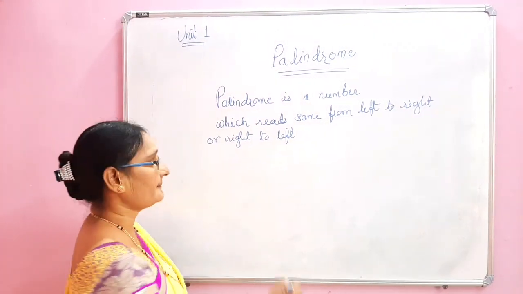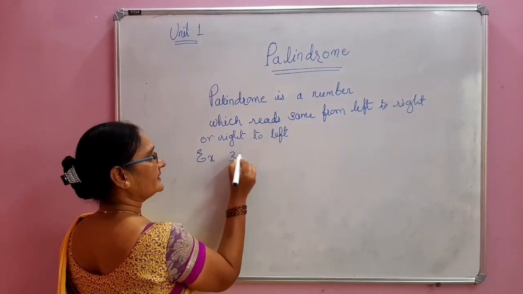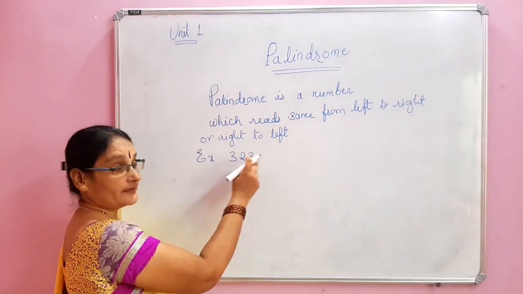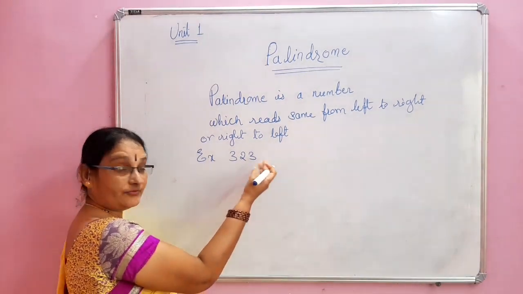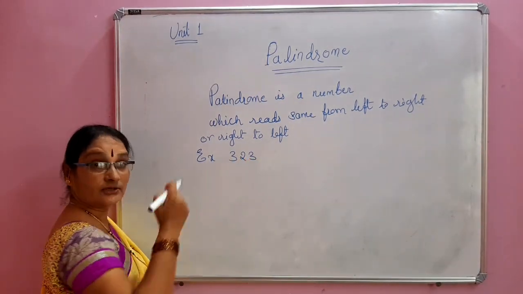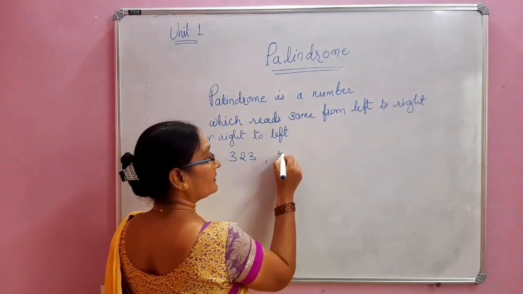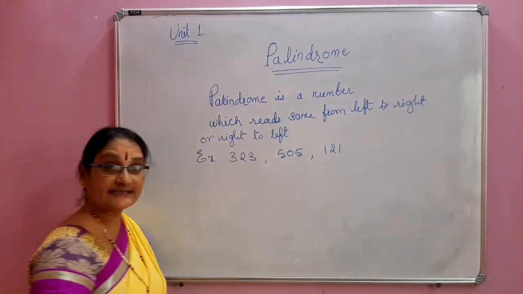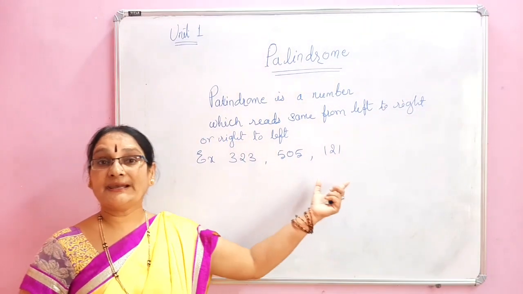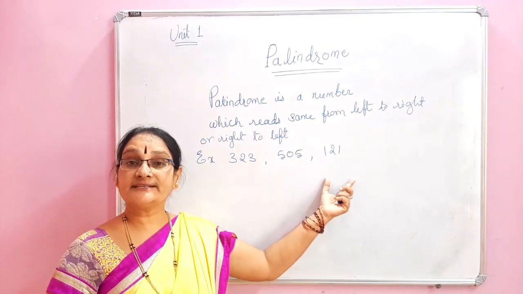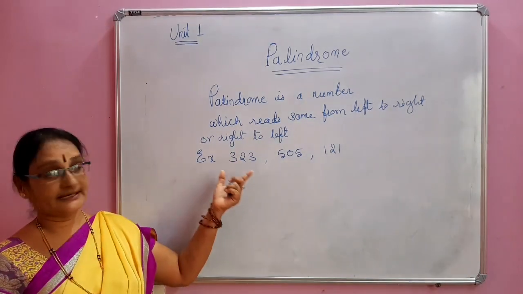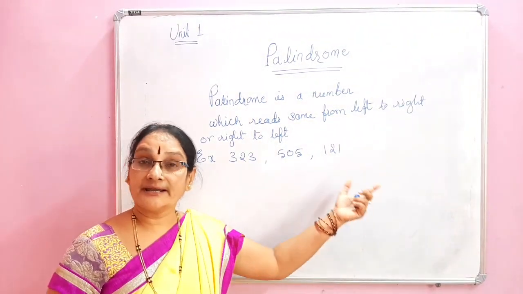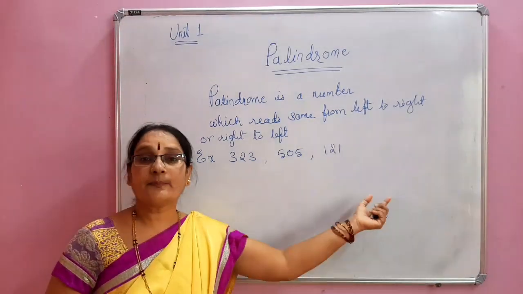Let us see some examples. Example, see here 323. When we read from left to right, it is 323. If we read it from right to left, that is also 323. Then 505, 121. These all are 3-digit palindromes. Palindromes are the numbers which read the same from left to right or right to left.